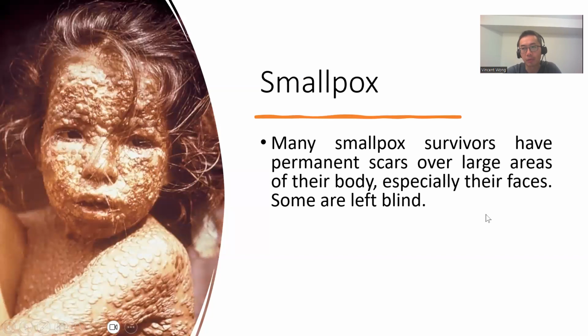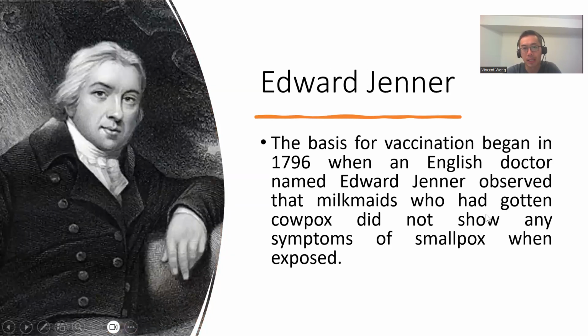And so what happened was, there was this English physician. His name was Edward Jenner, and in the late 1700s, he came up with the concept of vaccination, basically. He's sometimes credited as the father of modern vaccination.